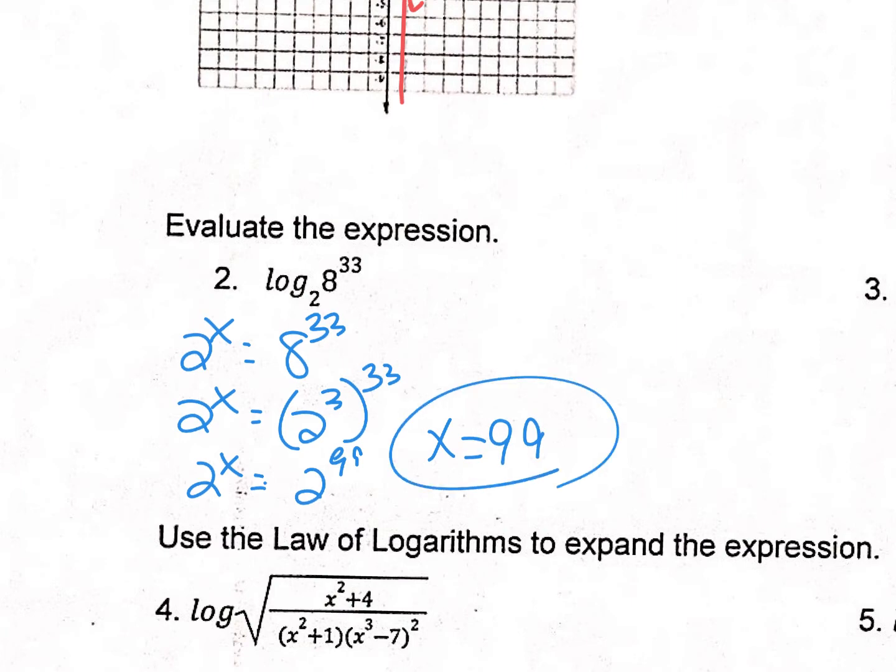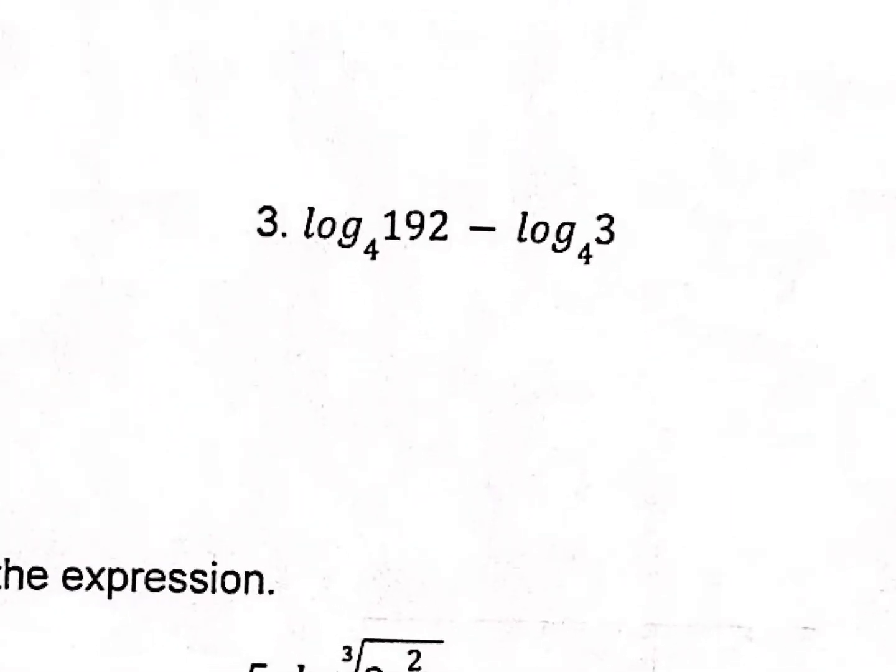It's a doozy right there. Number 3, I got 2 logs subtracted. When they're subtracted, you divide. 192 divided by 3 is 64. So that means 4 to what power is 64? 3. That's all you got to do there.